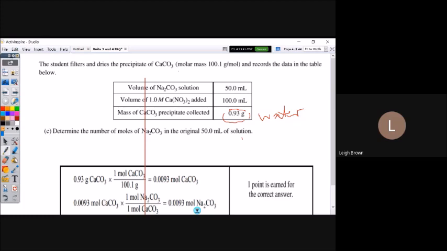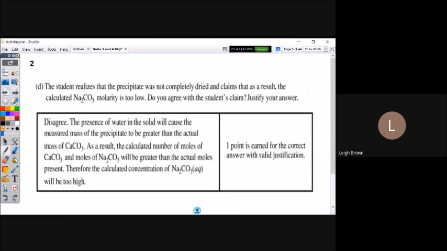So if some of the mass that we measured is overinflated, okay, let's go back and think about this. The student's claiming that the molarity would be too low. Well, that should not make sense, because if the mass is overinflated, that means the moles are overinflated. So with a 1-to-1 mole ratio, we'd have way too many moles than were actually there. So the molarity would be too high. So they were looking for you to say disagree, okay? And again, you can say it in your own words.